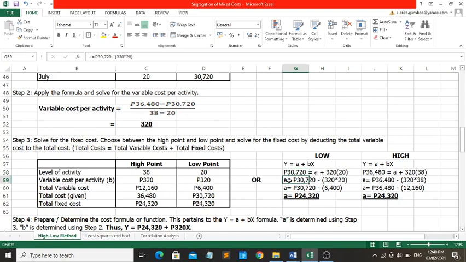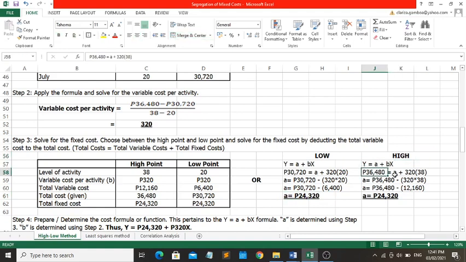So, 30,720 less natin doon sa total variable cost. So, ang fixed cost natin, 30,720 less the total variable cost of 6,400. Total fixed cost is equivalent to 24,320. Kahit gamitin mo yung highest point, ganun pa rin yung mako-compute mo.